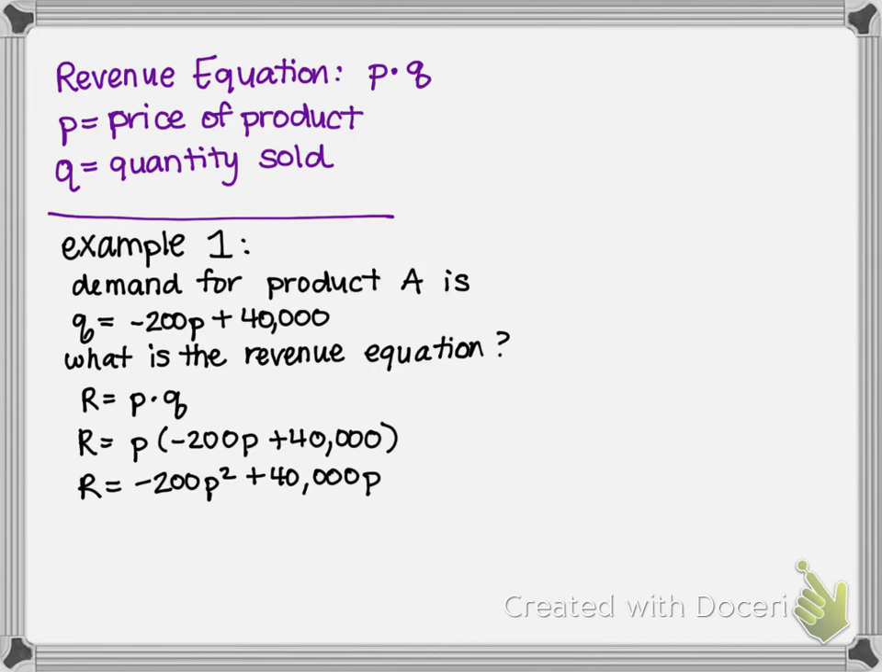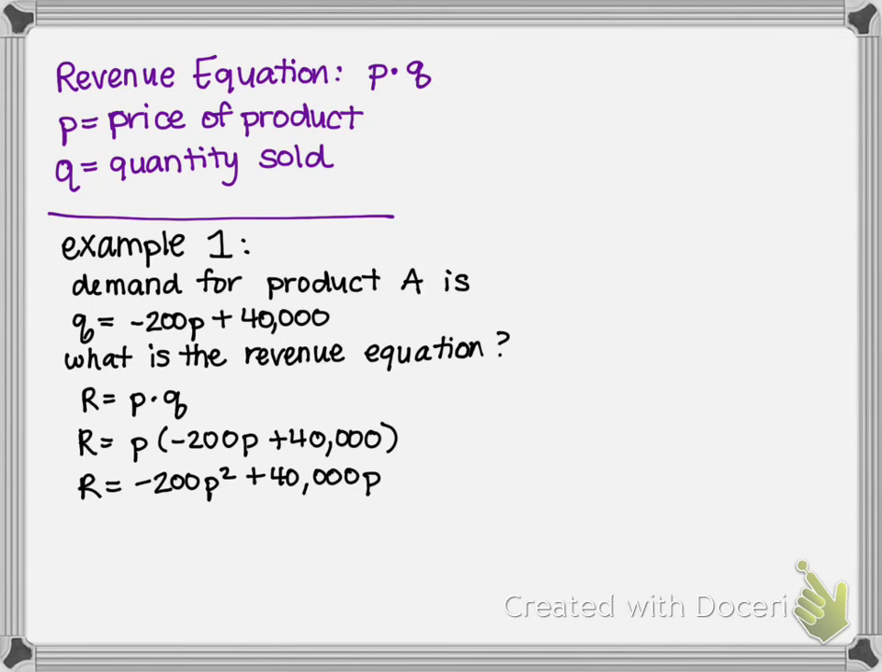We don't know what the price of our product is yet. We don't know, we want to determine prices. So we're going to do P times Q, and Q happens to be this expression, negative 200p plus 40,000. So we're going to multiply P by that. And you'll notice that revenue now becomes a quadratic function: negative 200p squared plus 40,000p.